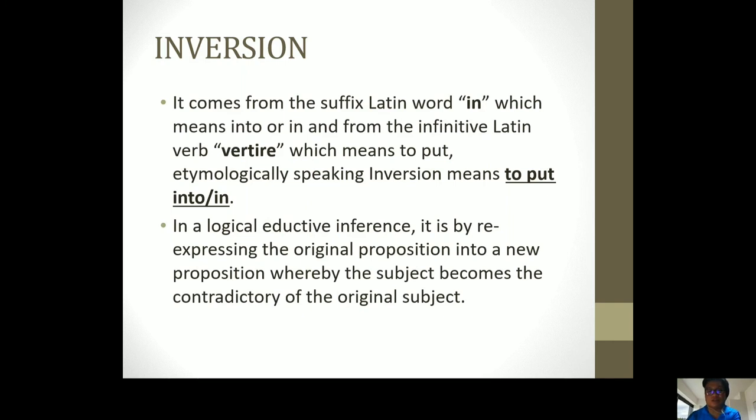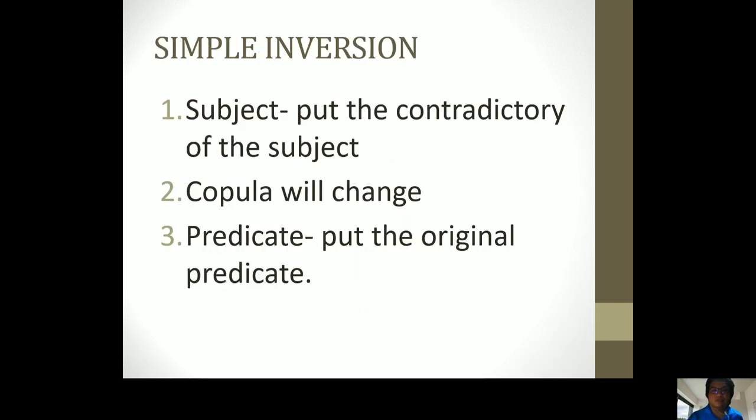Next is the last one, which is inversion. It comes from the Latin prefix in, which means into or in, and from the Latin infinitive verb vertere, which means to turn. Etymologically speaking, inversion means to turn it into or in. In a logical deductive inference, it is by re-expressing the original proposition into a new proposition whereby the subject becomes the contradictory of the original subject. Okay. First, we have the simple inversion. Subject put as the contradictory of the subject. Your copula will change. Your predicate will be the original predicate. So we're not going to interchange places here. Subject will not be put into predicate, but subject will become the reciprocal of its own.